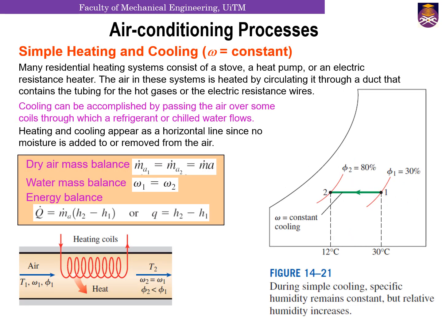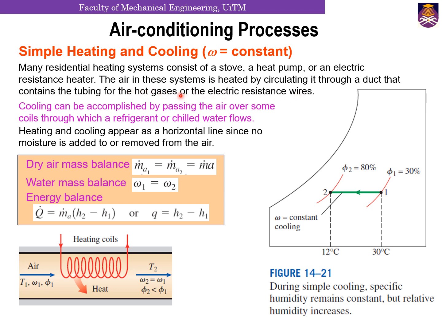Now let's look at one of the simple heating and cooling processes. So for simple heating and cooling processes, you will notice your specific humidity is always constant, right? So we have many residential heating systems consist of a stove, a heat pump, or an electric resistance heater. So this is your heater or heating coil. The air in this system is heated by circulating it through a duct that contains the tubing for the hot gases or electric resistance wire.